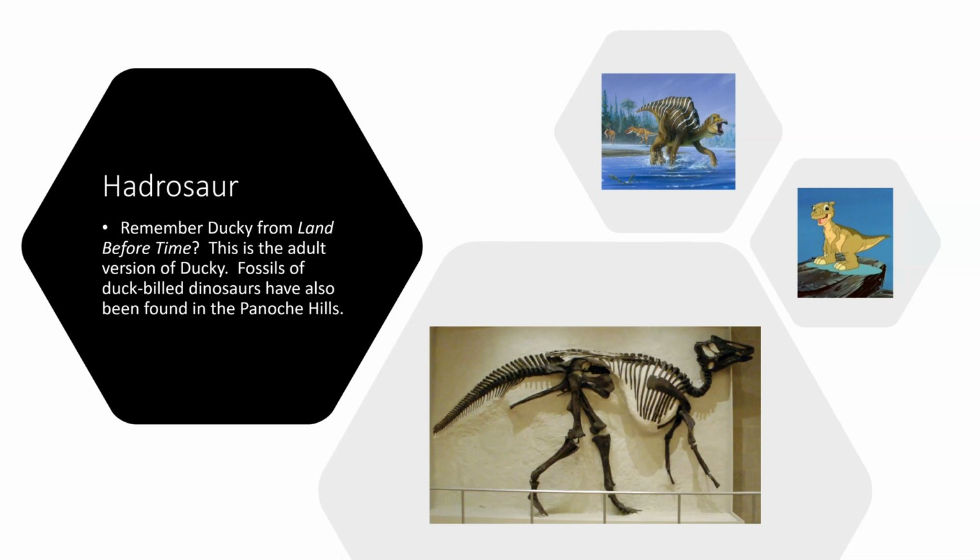And the Hadrosaur was a kind of a mixture. So he would have been probably closer to when there was a transition between sea and land. They are basically the ducky version from Land Before Time. That's what he, or she, excuse me, was supposed to be, a hadrosaur. This is an adult version here. They are basically like a duck-billed dinosaur, and they have also been found in the Panoche Hills.